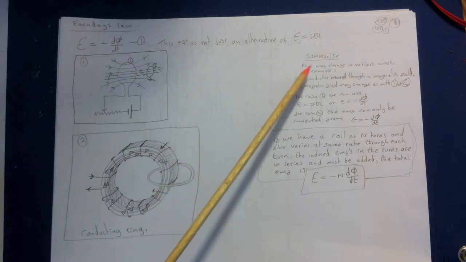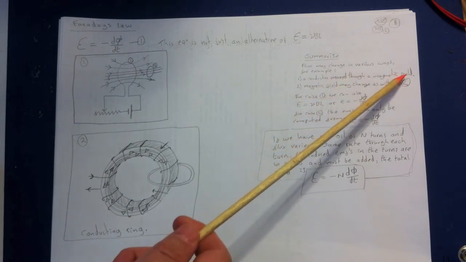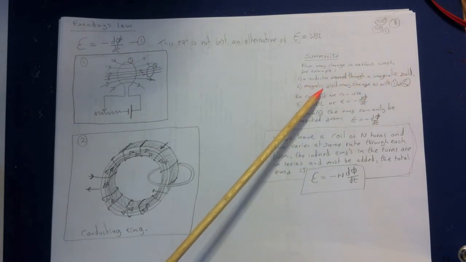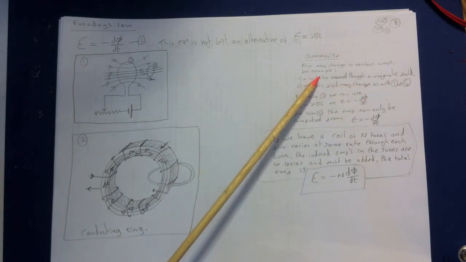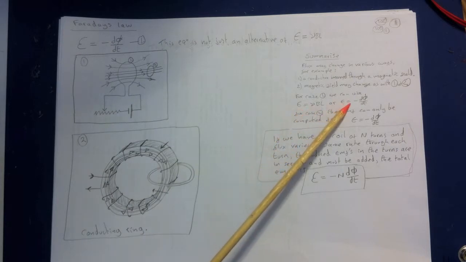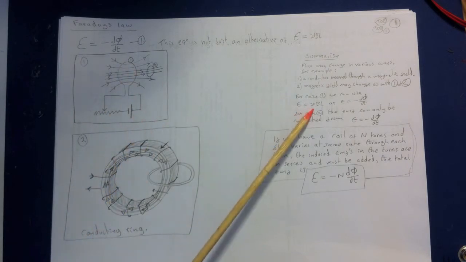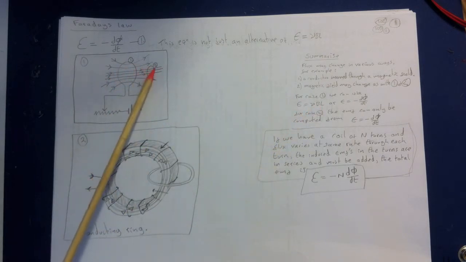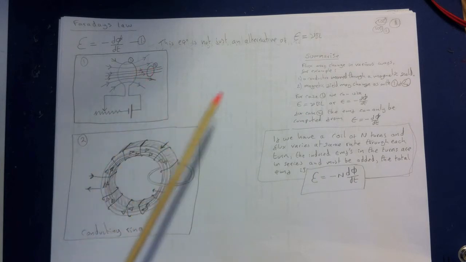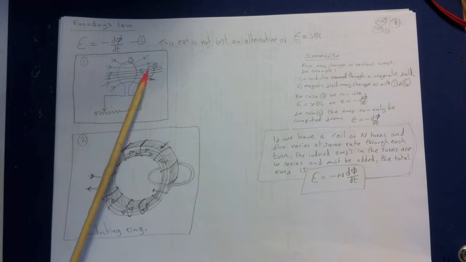To summarize, the flux may change in various ways. For example, 1, a conductor moving through a magnetic field. 2, the magnetic field may change. For case 1, where the conductor is moving in a magnetic field, we can use EVBL or we can use either of these. But for case 2, in these conditions, we can't use EVBL because there's no conductor moving through this coil or anything. So we can only use this equation here. Because of this, we're able to find the EMF in this loop.